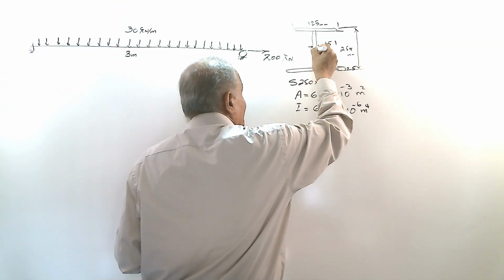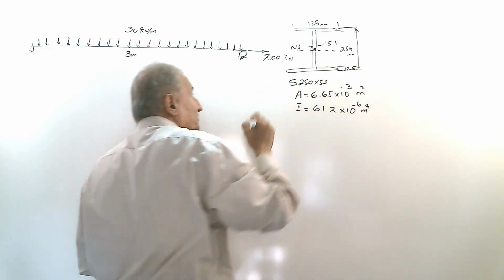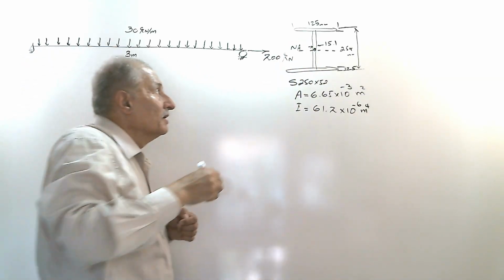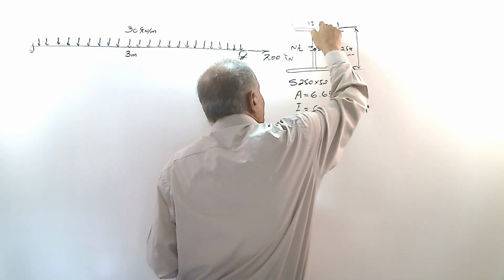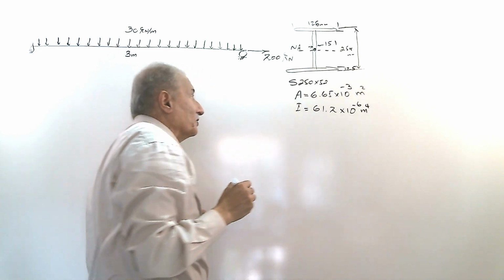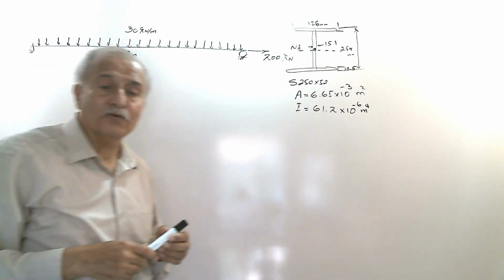The neutral axis is symmetric. The accurate number is 126 according to tables. Okay, that's the information for the cross section.